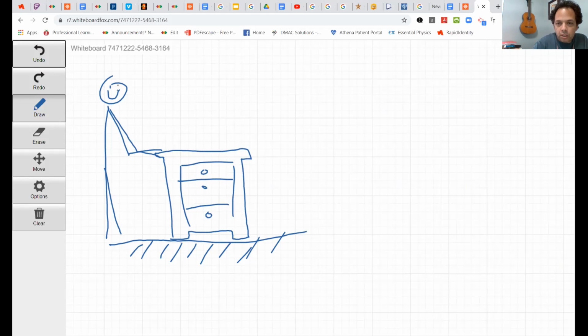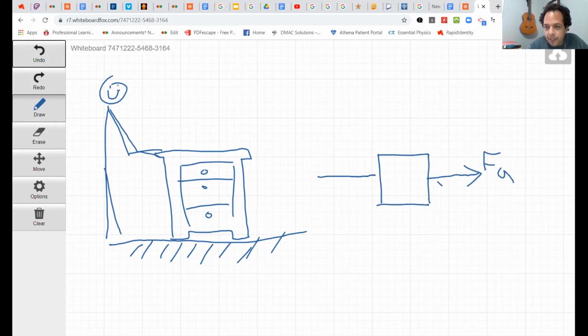So let's draw what's happening. So this is your dresser. This is step number 1, the outline. So he's trying to push it to the right. So he's pushing this way. Let's draw it on this side. So that's the force applied, right? That's him. And then this dresser weighs a lot. Force of gravity. So step 1 is the outline. Step 2 is the weight, which is this right here. Step 3 is the applied force.